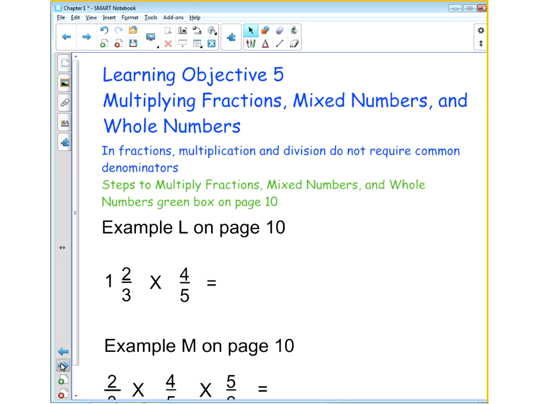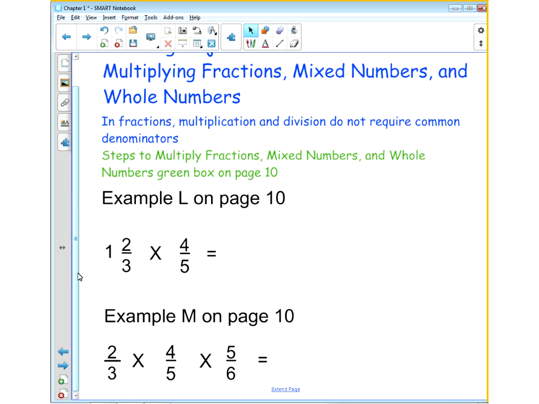Learning objective number 5, multiplying fractions, mixed numbers, and whole numbers. In fractions, multiplication and division do not require common denominators. Yay, we don't have to mess around with common denominators. To multiply fractions, that's on page 10 in the green box. Let's look at example L on page 10.